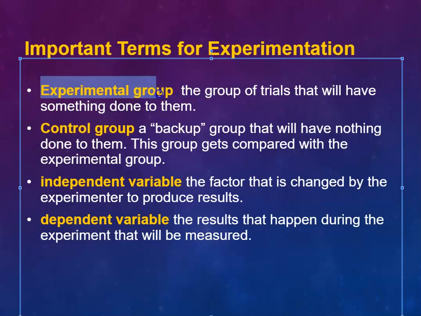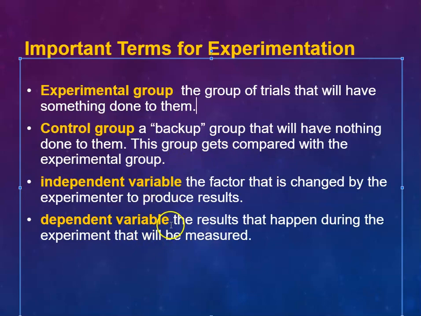An experimental group is the group of trials that will have something done to them. Essentially, they are the group being experimented on. The control group, or a backup group, does not have anything done to them. We compare these 2 groups. So a control group might be if we have 2 plants and we're wondering how good Gatorade works on watering one of them. We water one with Gatorade and the other one we make a control group, meaning that we just do normal things to it, meaning we just give it normal water, and that's it.